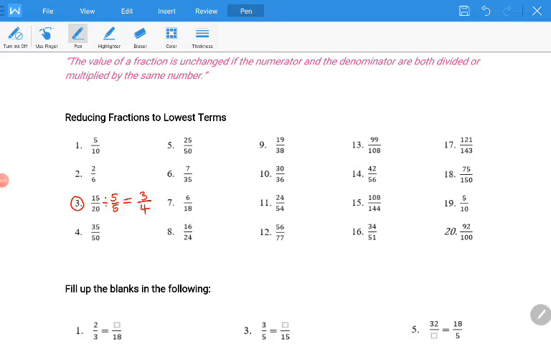I will pick another one, say number 10. For number 10, I can see that the highest common factor for 30 and 36 is 6. So here if I divide by 6 over 6, 6 into 30, that's 5. 6 into 36 gives me 6. So 30 over 36 reduces to 5 over 6.